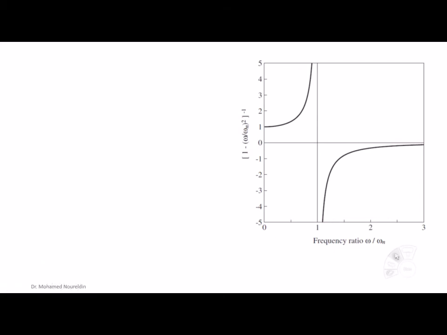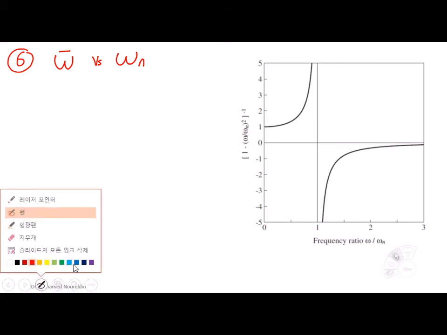Now let's go to another point, which is note number 6. We're going to give it the title omega bar versus omega n. What is the relation between the 2? First of all, let's go with the steady state.